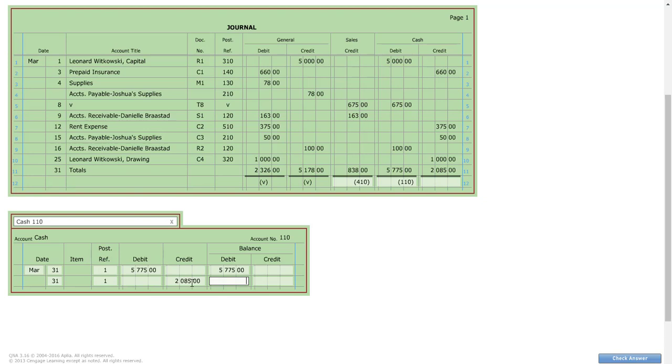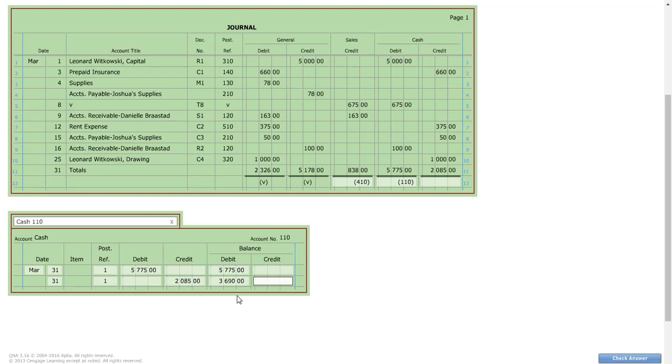Now, I do not put $2,085 on my balance as a credit. I have to do math. Previously, my balance was $5,775 as a debit. I just credited it $2,085, so therefore, I now have a balance of $3,690 as a debit. Why a debit? Anyone want to take that? Why it's a debit? Which one's bigger? Yeah. You would agree that debit's bigger, right? So it would have to have a debit balance.